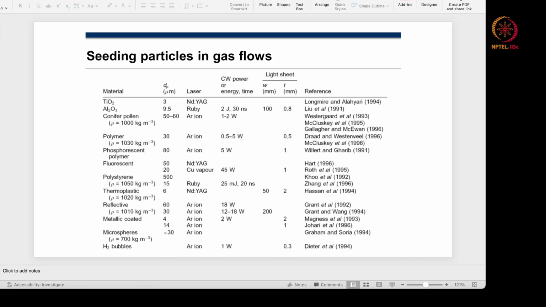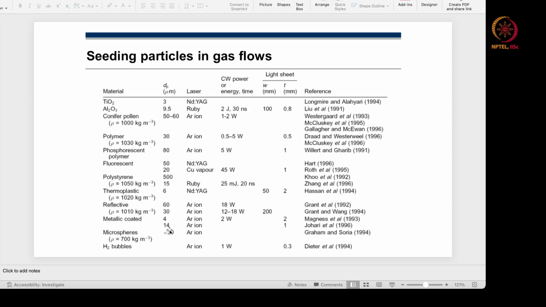You can also use things like microspheres. You can also use hydrogen bubbles. You can use polystyrene. You can use even fluorescent particles, routinely used, for example, in a variation called micro PIV. You can use phosphorescent polymer dye, lots of things, and these are the corresponding laser types that are routinely used, and these are the corresponding references where you can find more about these applications.